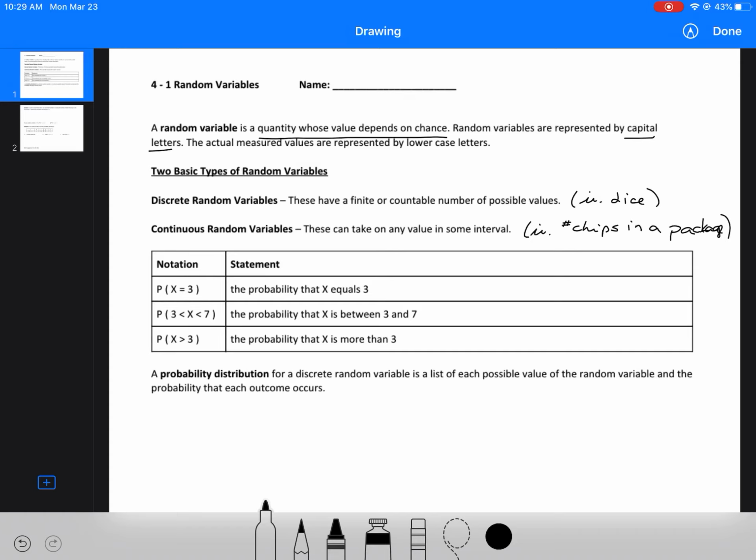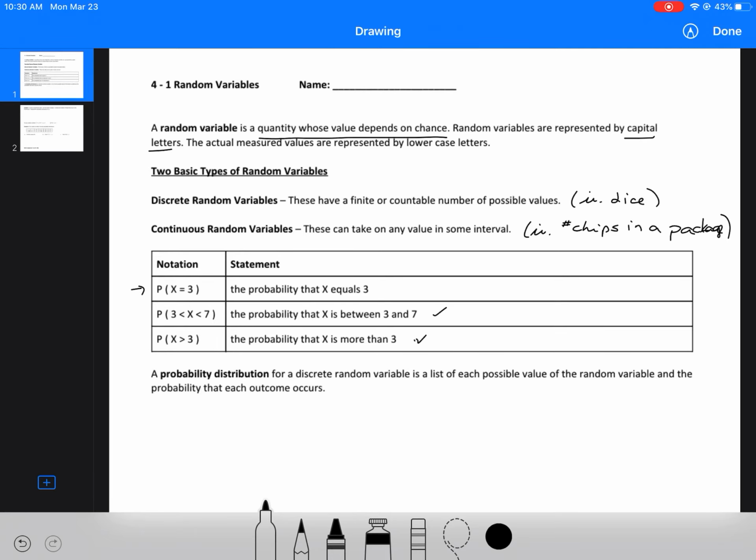Notation-wise, these are some examples of ones that you will see. The probability that X equals 3, where X, capital X, is the random variable. The next one is the probability that X, the random variable, is between 3 and 7. And then the last one, the probability that X is more than 3.